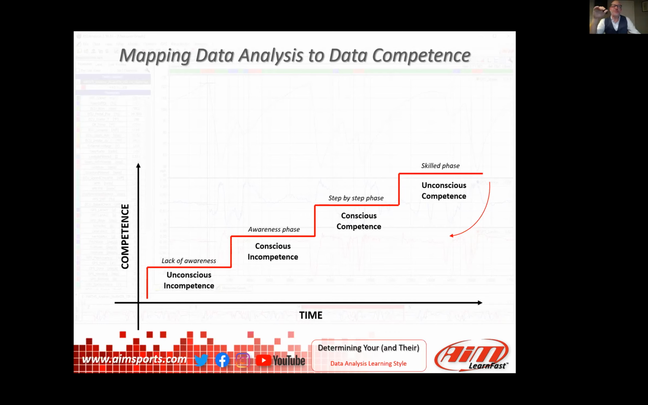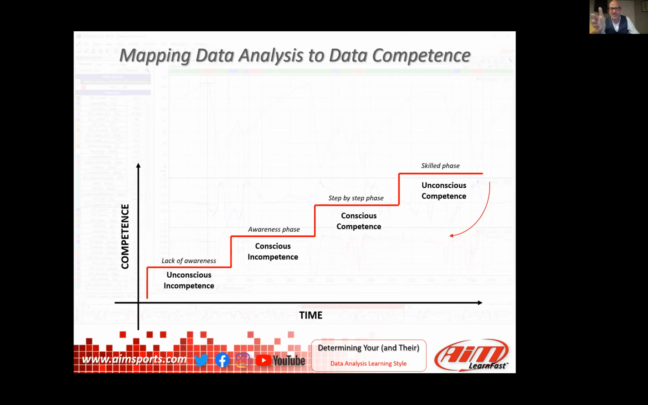So conscious incompetence is like, okay, I'm getting aware of what I should be doing, but I don't know how I need to be doing it. And again, this is using the data to relate to what's happening on track. Then there's the conscious competence. This is step by step. I have to really think about it. I have to really put some thought into it. But if I think about it, I can do it. And then we get into the super skilled phase, which is the unconscious competence.